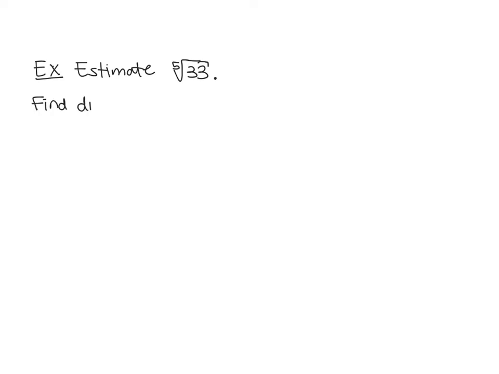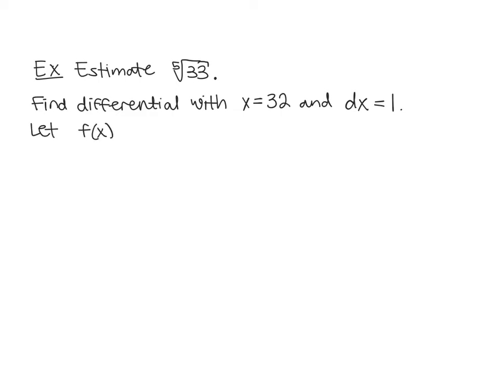So what we need to do is find the differential with x equaling 32 and dx equaling 1. Okay, so we need a function. Let's let f of x be the fifth root of x. So, in other words, x to the 1/5.